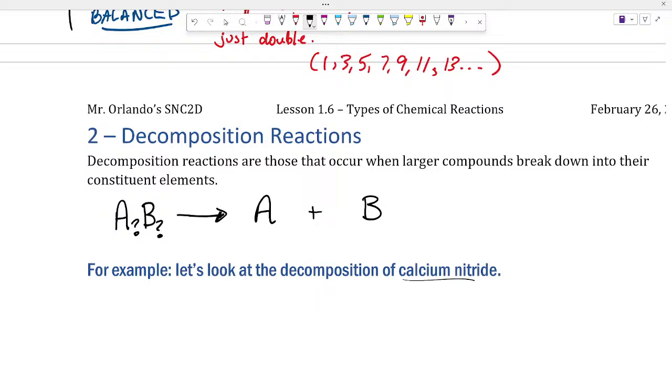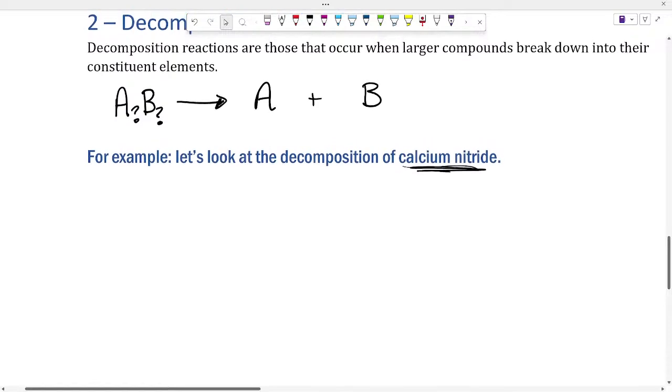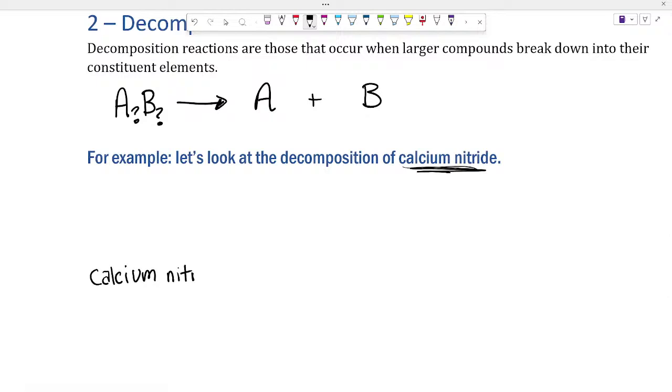And here it says, let's look at an example. Let's break down calcium nitride. The problem with that is I need to know what calcium nitride is. Calcium nitride is a compound. We can tell that because it's got that "ide" ending, IDE. It's made of calcium, and nitride means that it's calcium bonded to nitrogen.